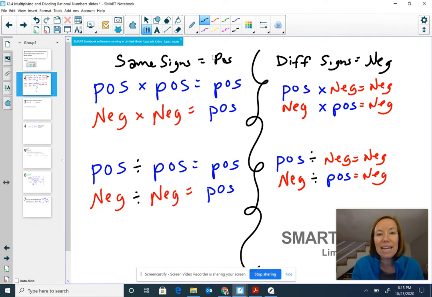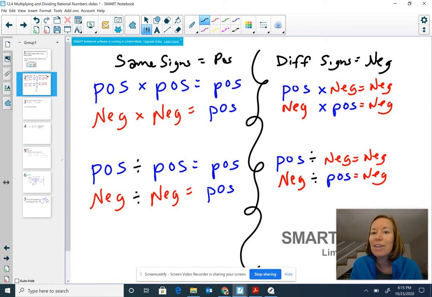Let's review the rules for multiplying and dividing integers. If you have the same sign, like a positive times a positive or a negative times a negative, the answer is positive. If it's a positive divided by a positive or a negative divided by a negative, again, the answer is positive. So same signs, always a positive solution, whether you're multiplying or dividing. And this works for integers and rational numbers.